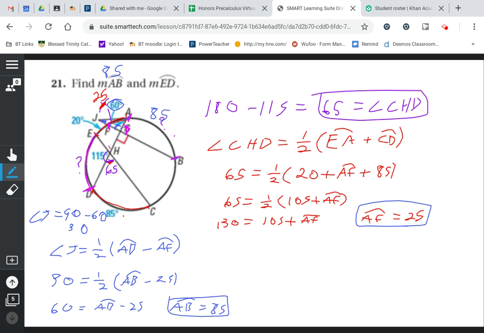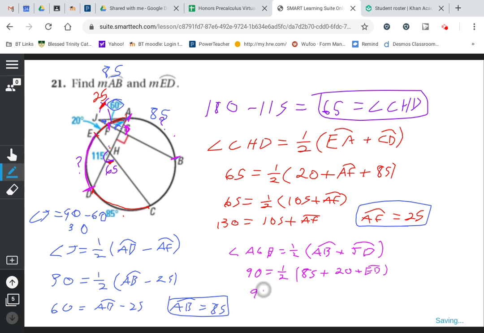So let me spell it out for you guys here. We're going to say angle AGB is equal to 1/2 the sum of arc AB plus JD. Now I'm going to just start plugging in values back. We know that AGB is 90 degrees, and that's equal to 1/2 the sum of the arcs. AB is 85 plus JD, which would be JE plus ED. That would be 20 plus ED.